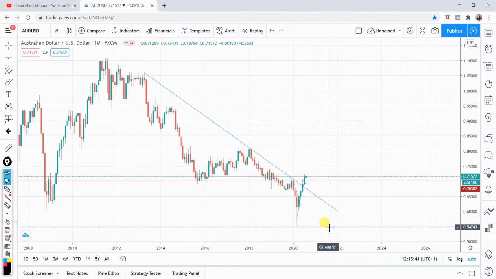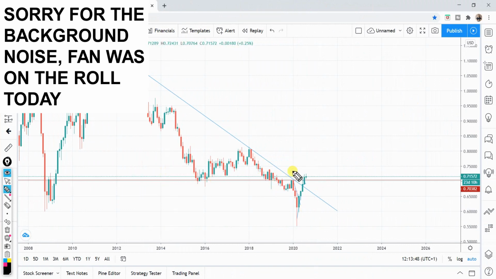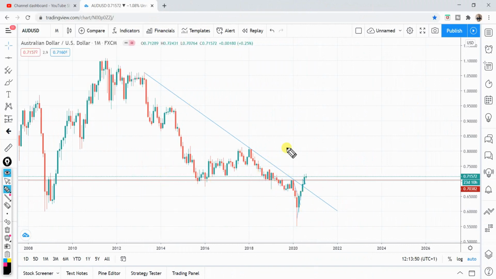Okay, we are starting with Australian dollar against USD. I'll start with the monthly time frame and drill down to the shorter time frames, such as weekly and daily, and guide you step by step on where I think the currency might go for the following week or even further.